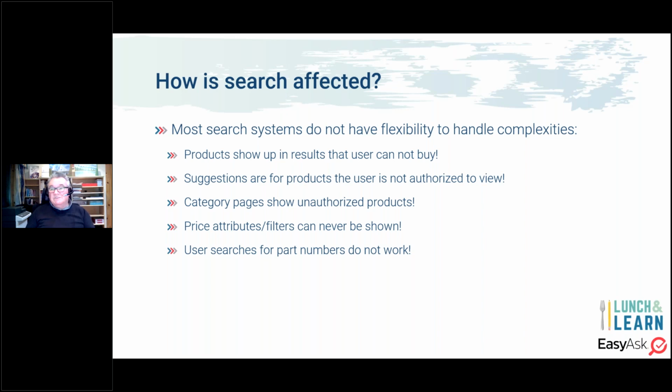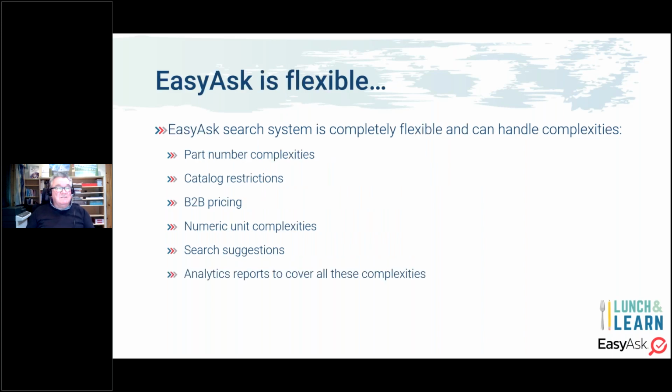The great thing is that EasyAsk is really, really flexible, and the EasyAsk engine can be configured to handle all sorts of situations. So part number complexities, we can find part numbers in lots of different ways, not just an exact match. Catalog restrictions can be coded into our dictionaries, into the EasyAsk indexes, so that we know when somebody is searching whether we can return certain products.